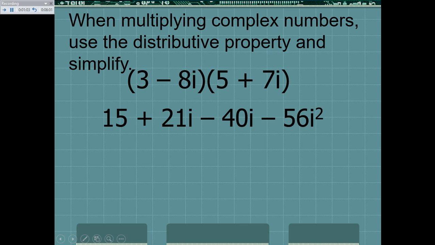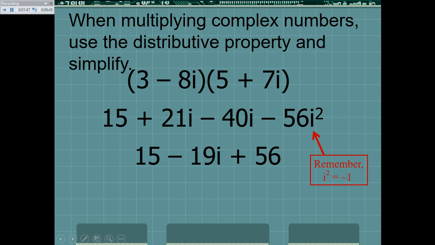3 fives are 15 and 3 sevens are 21 iota, 8 fives are 40 iota with a minus sign. Minus into minus is plus, and 8 sevens are 56, and iota with iota means iota square. Now by simplifying, 15 will remain unchanged, 21 iota minus 40 iota is minus 19 iota, then plus 56 iota square. You know the value of iota square is minus 1. So 15 remains unchanged, minus 19 iota, and 56 times minus 1 with the minus sign gives minus into minus, plus.